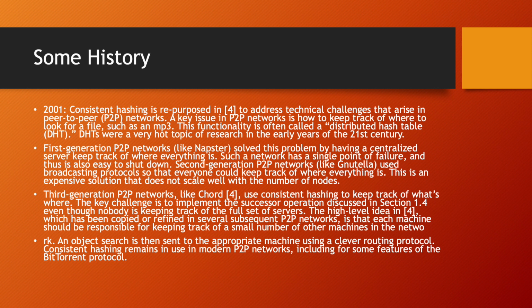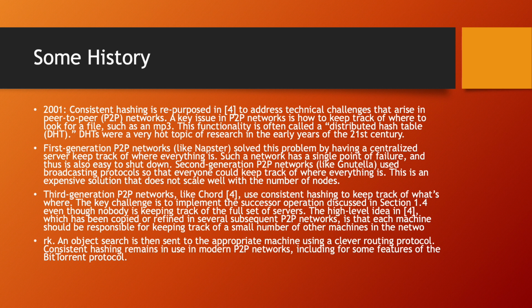2001. Consistent hashing is repurposed to address technical challenges that arise in peer-to-peer networks. A key issue in P2P networks is how to keep track of where to look for a file such as an MP3. This functionality is often called the distributed hash table. DHTs were a very hot topic of research in the early years of the 21st century.